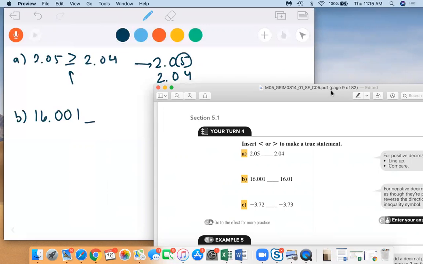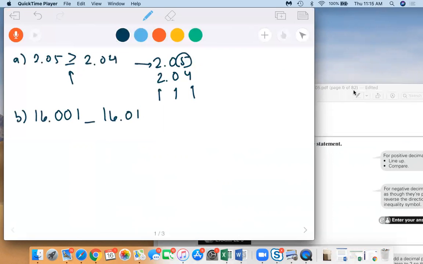So now we have 16.001 and 16.01. So let's line them up and see which one's bigger. So we have 16.001, 16.01. And what they talked about with extra zeros is if you want to put another 0 there to compare, you can. You don't have to. But again, same. Oh, there's our difference. So we know that this one's bigger, right?